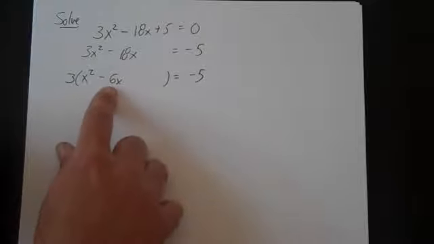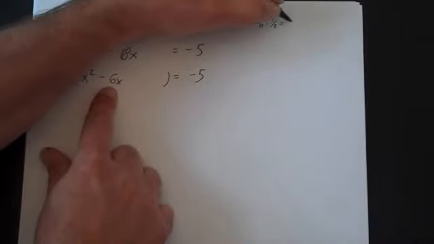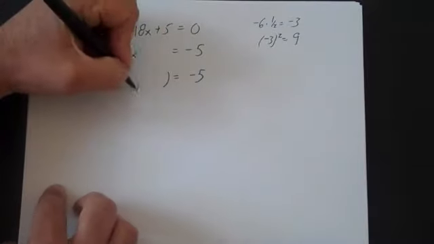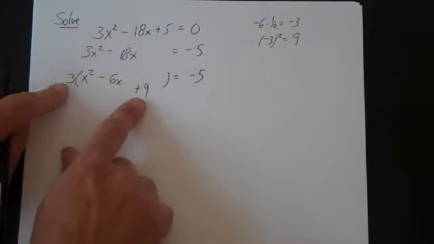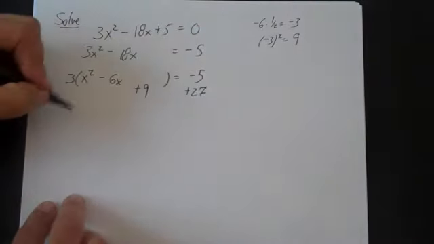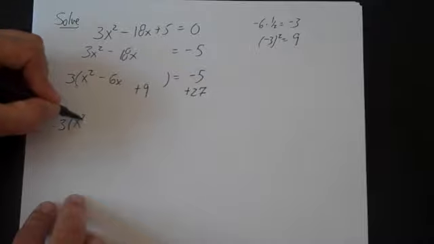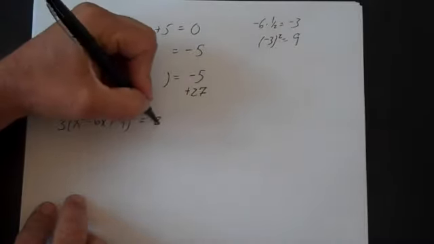Let's see what I'm going to add. Half of minus 6 is minus 3, and then you square that, minus 3 squared is a positive 9. So I'm going to add 9 here. But I'm not really adding 9, I'm really adding 9 times 3, so I'm really adding 27, so I have to add 27 to this side. So then I get 3x squared minus 6x plus 9 is equal to 22.